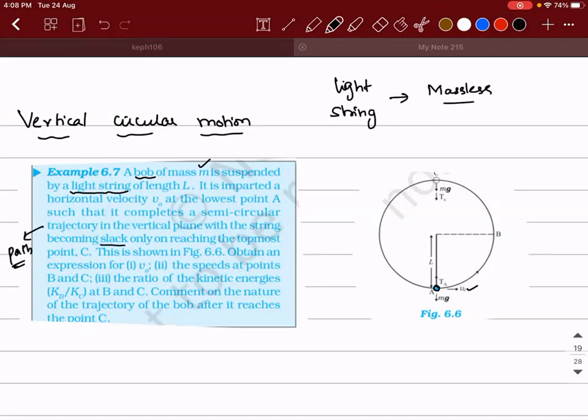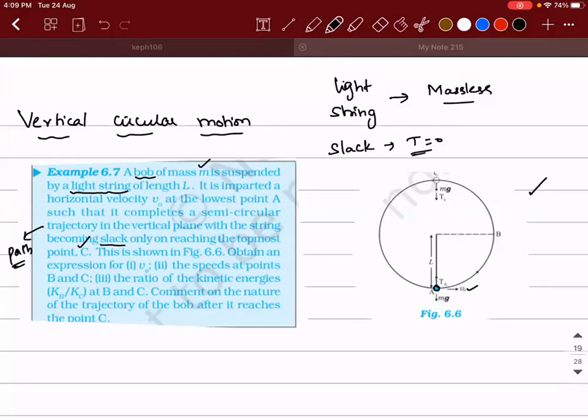So the meaning of slack is tension becomes zero at that point. Okay. With the string becoming slack only on reaching the topmost point C. So this is shown in the figure 6.6. Obtain an expression for v0, the speed at the points B and C, the ratio of the kinetic energy KB and KC at B and C. Comment on the nature of the trajectory of the bob after it reaches the point C.